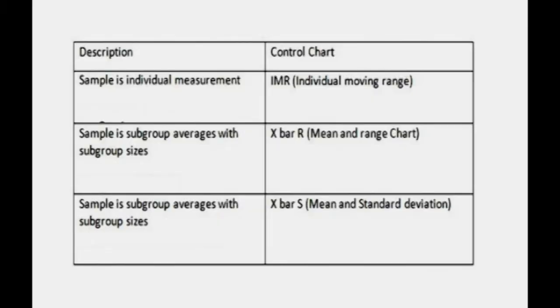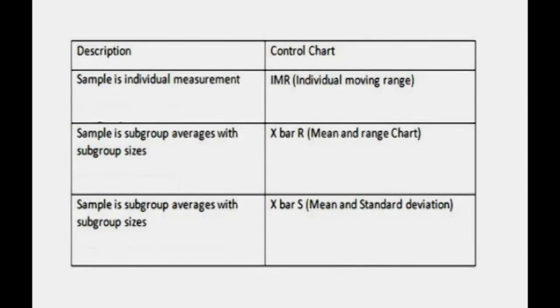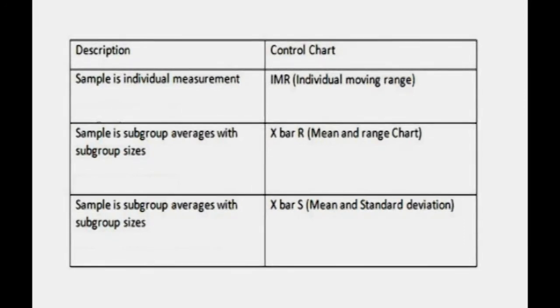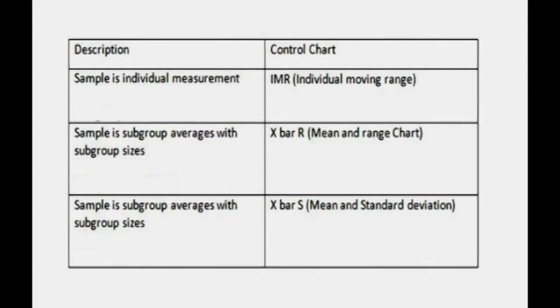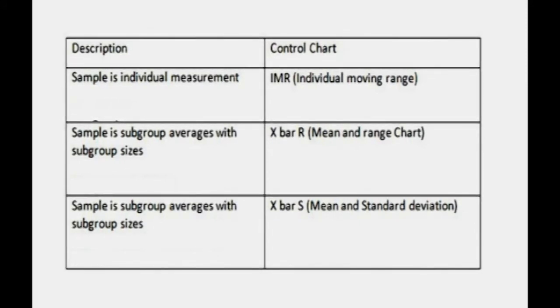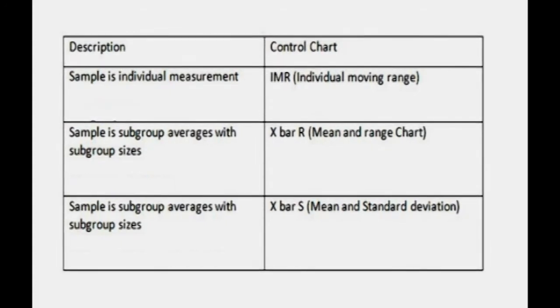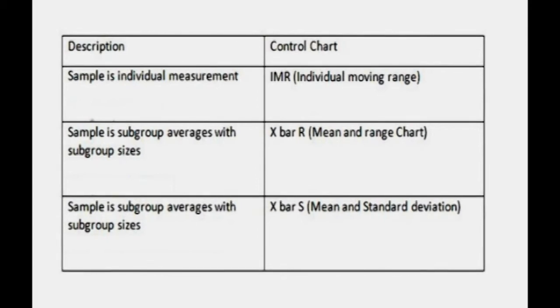In continuous data, the control chart is selected depending on the subgroup size. Here you can see the description and control chart. Sample is individual measurement, and the control chart is IMR, that is individual moving range. Next, sample is subgroup averages with subgroup sizes, and the control chart is X bar R, that is mean and range chart. Next, sample is subgroup averages with larger subgroup sizes, and the control chart is X bar S, mean and standard deviation.